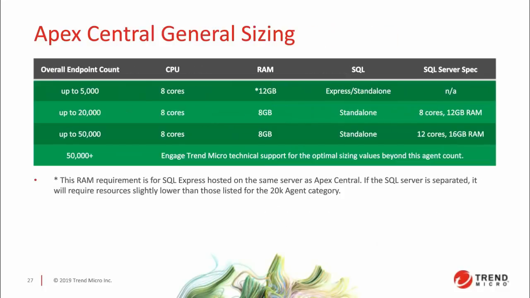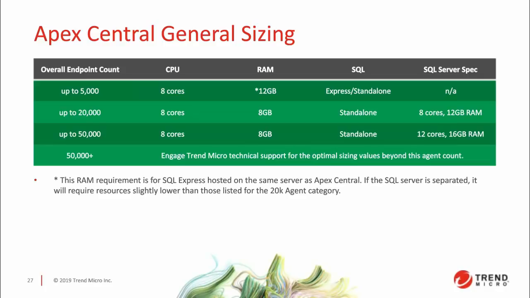Apex Central general sizing is a little bit easier. 8 cores, 8 gigs. I mean, it's just going to remain fairly stagnant. The only thing that really takes a hit is the SQL Server spec, and you're going to need to just increase the computing power because of all the log handling. And Apex Central reaches out to the SQL Server to do most of that.